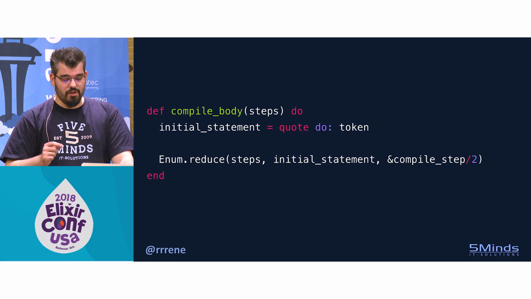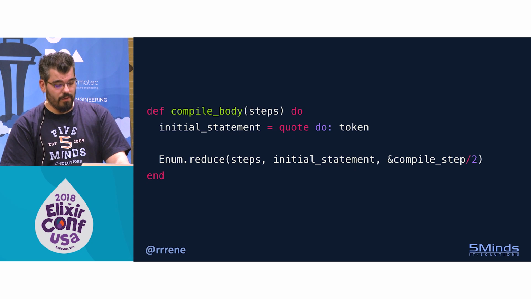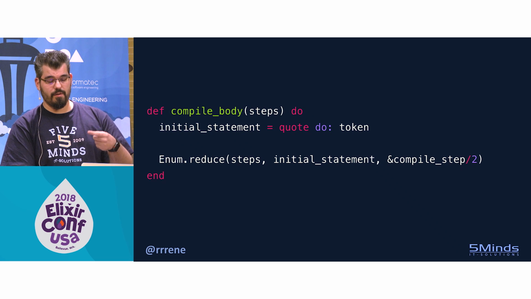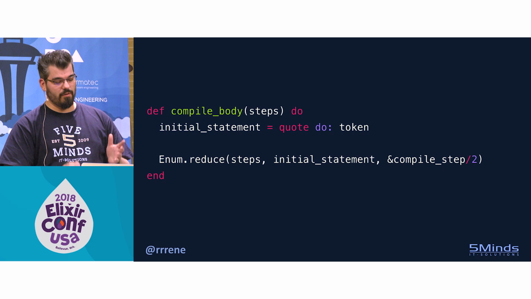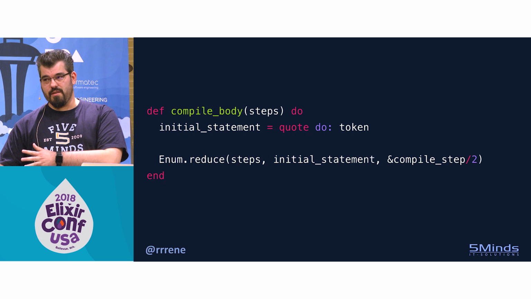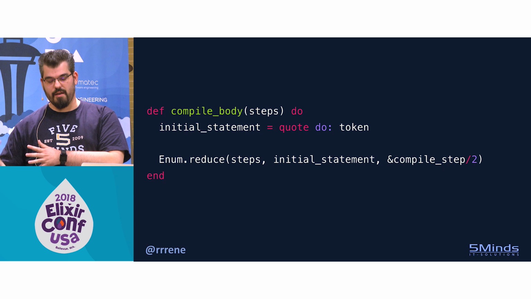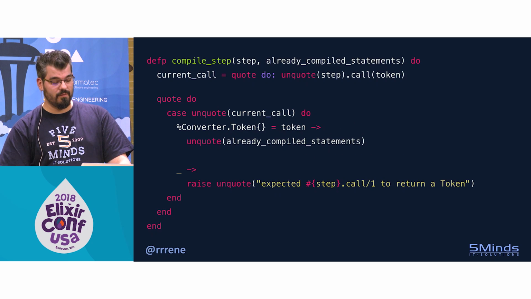Well, our initial statement is our token, and you will see why that is in a minute. And then we use enumReduce to iterate over the steps, which are in reverse order, and build our pipeline. So it's enumReduce, reverse order list, starting with the last step, we are working our way inside out. And this is done by the compile step function.